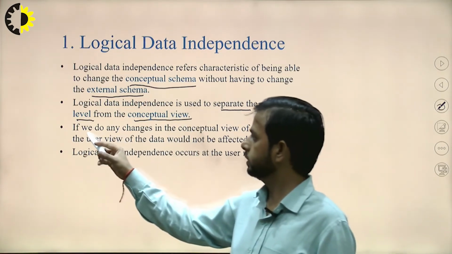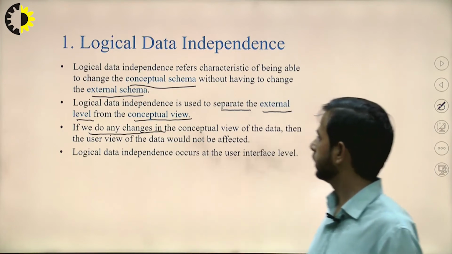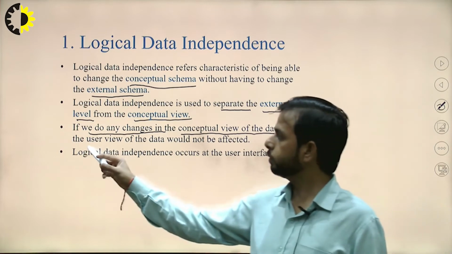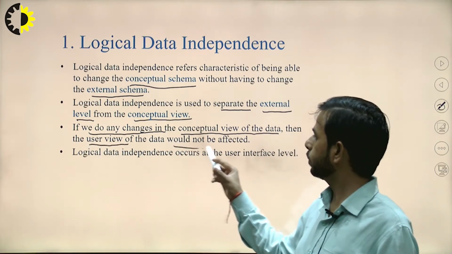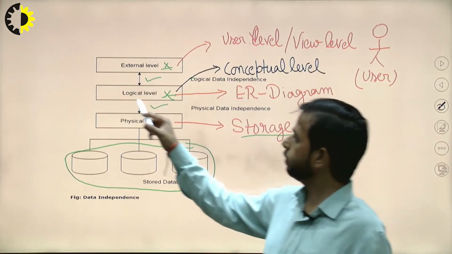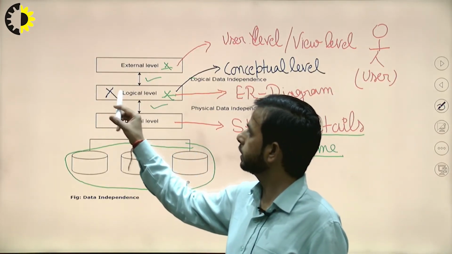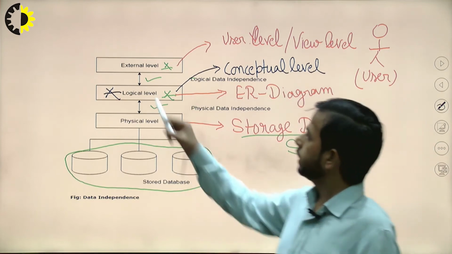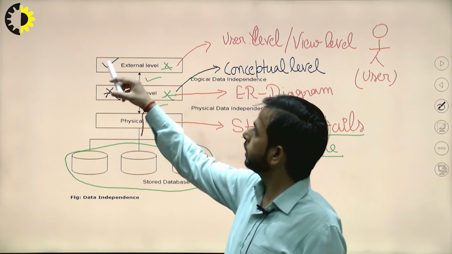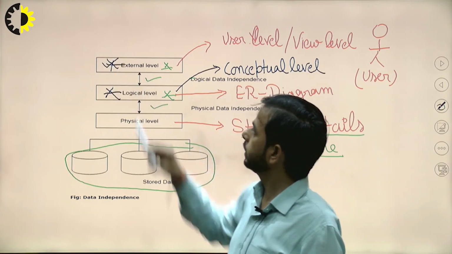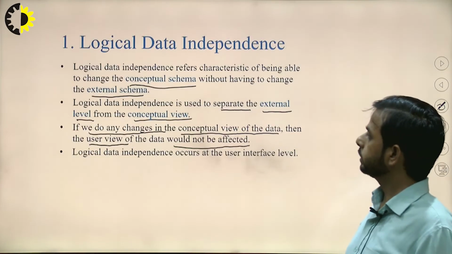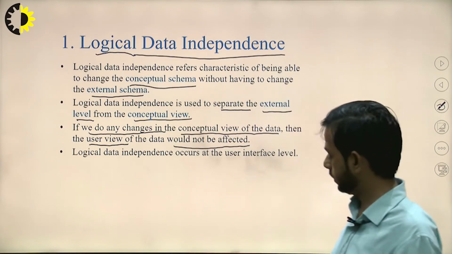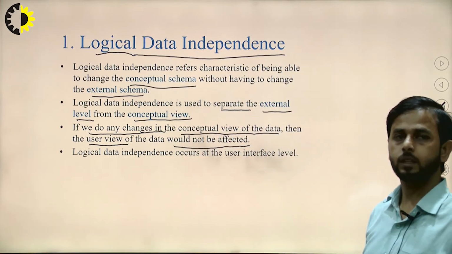Now, if we make any change in the conceptual view of the data, then the user view of the data will not be affected. Means whatever changes I perform at the conceptual level or logical level will not affect the user level or external level. These are independent. So this is logical data independence.